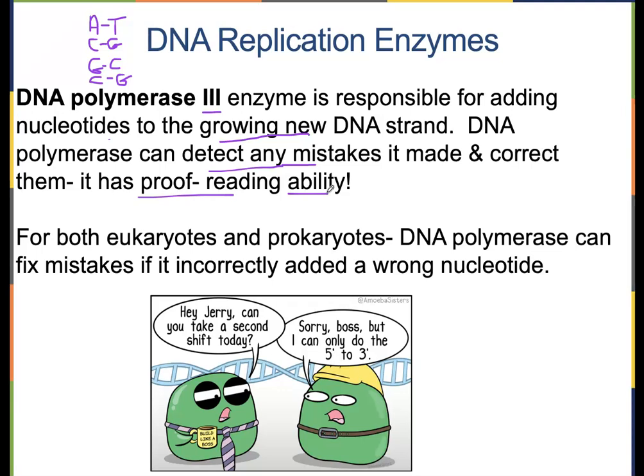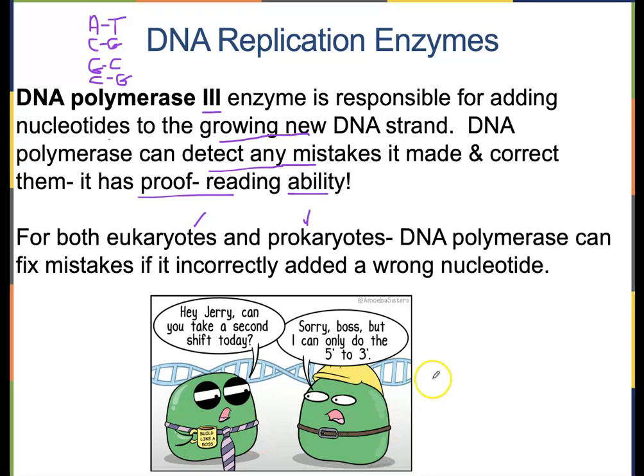So it's really nice that it does that, because if you think about if it did make a mistake and the mistake stayed in the new molecule, then that would be a mutation, right? A mutation is any change in DNA. And a lot of times mutations are bad for the cell. So the fact that it can proofread is great. And it proofreads in both our eukaryotes and our prokaryotic cells. So DNA polymerase can fix the mistakes.